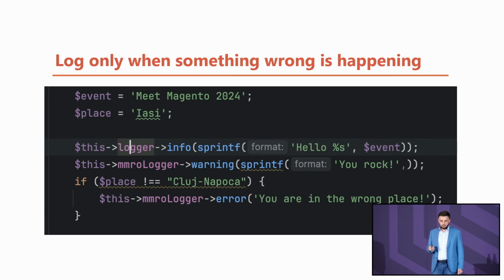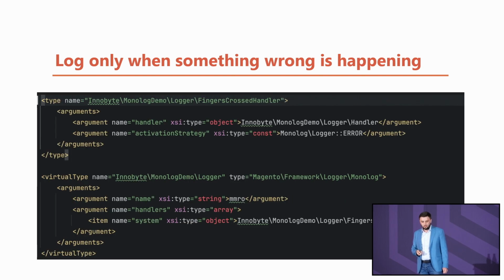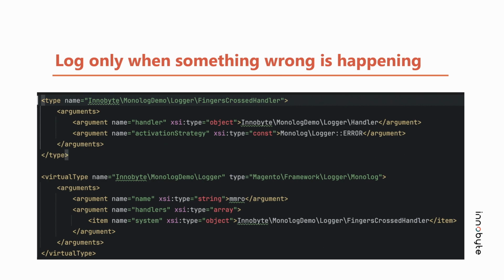So in this case, in this class, I have two loggers injected. It's not bad, but it's not pretty normal. I want the mid-Magento logger to log the hello event only if the place is different than Cluj-Napoca. So what I have done, I have defined it. Probably here is a typo. The first one is virtual type. It's not. No, it's actually type.